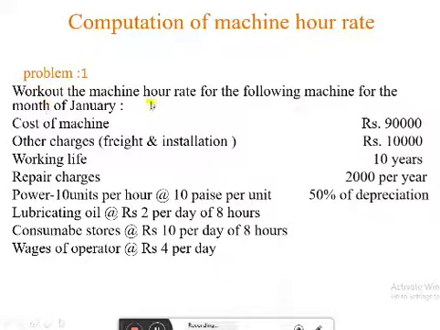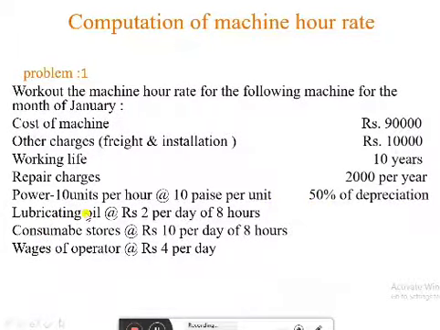Work out the machine hour rate for the following machine for the month of January. The cost of machine is 90,000. The other charges, freight and installation, are rupees 10,000. Working life, that is life of the asset, is 10 years. Repair charges are 2,000 per year. Power is 10 units per hour at 10 paise per unit. Repairs are 50% of the depreciation.